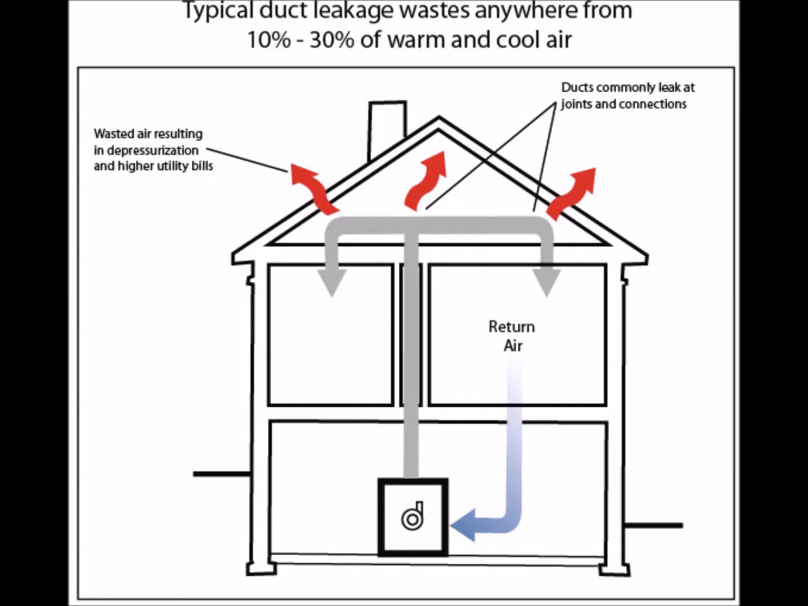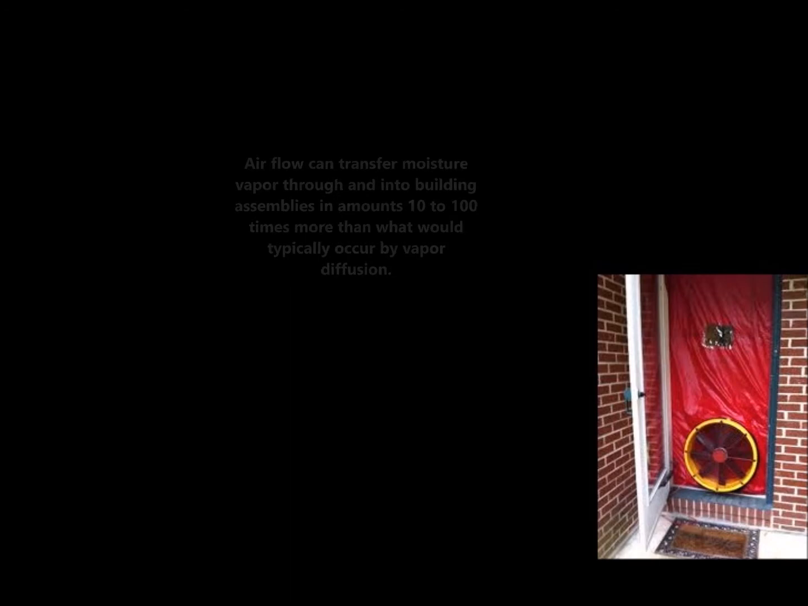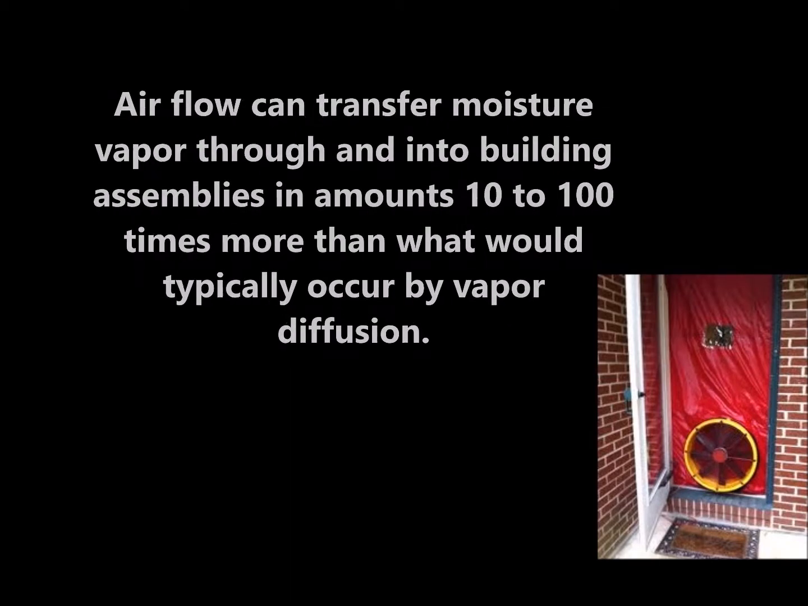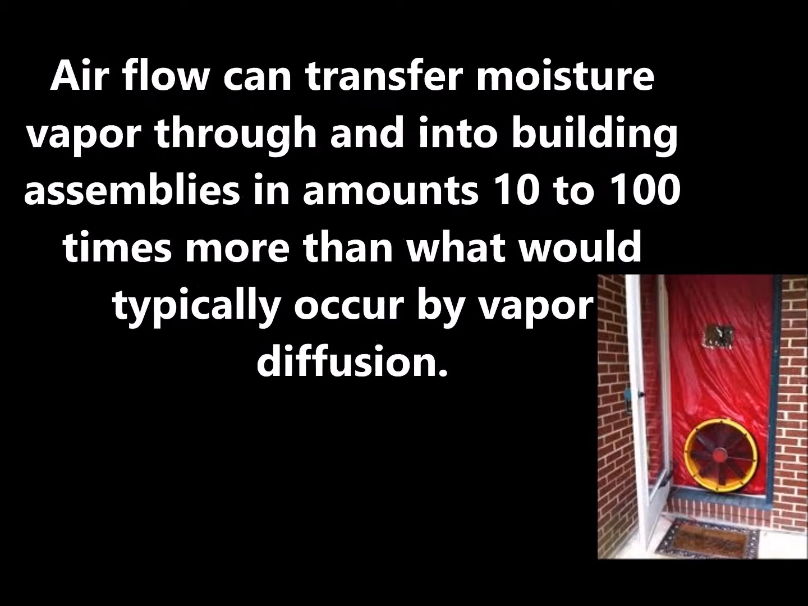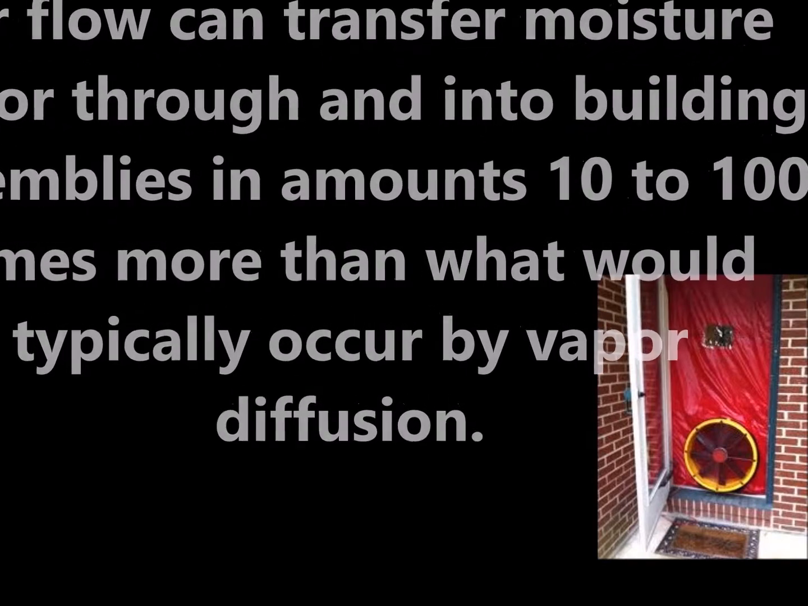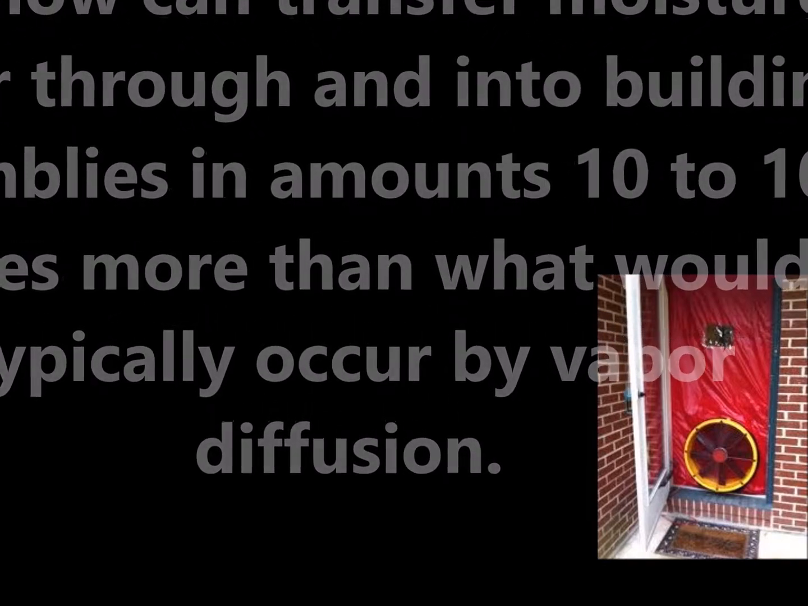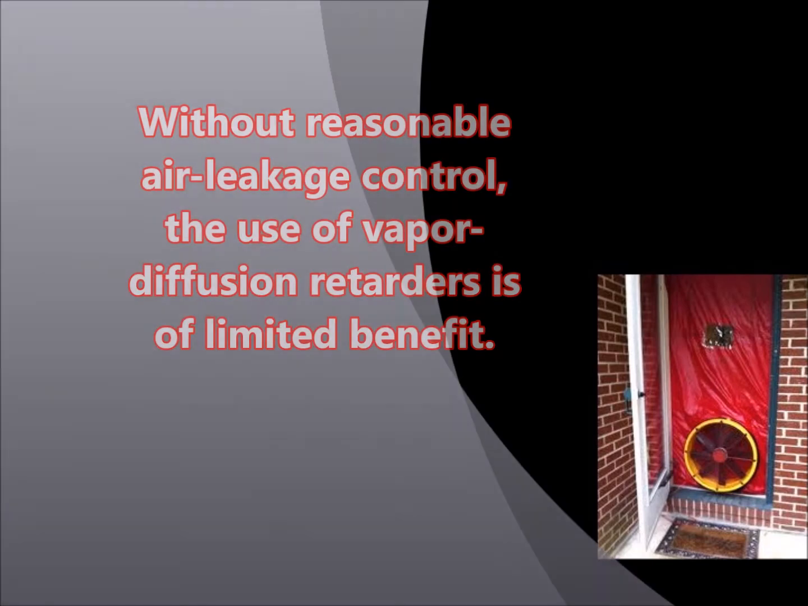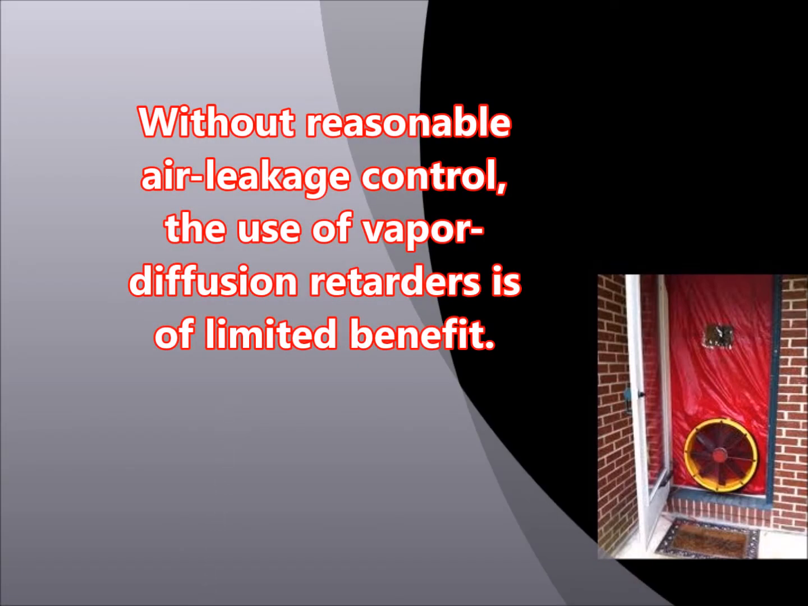As a reminder, airflow can transfer significant moisture vapor through and into the building assemblies. The amounts can be 10 to 100 times more than what would typically occur by vapor diffusion. Significant air leaks from a bathroom into a cold attic, for example, can deposit large amounts of moisture vapor on cool surfaces and then create condensation and water accumulation damage. This water will also make some insulation materials ineffective. Without reasonable air leakage control, the use of vapor diffusion retarders is of limited benefit.